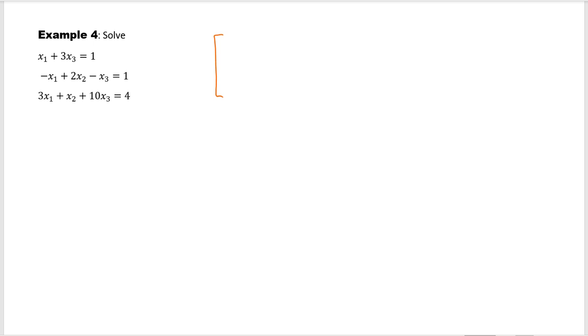Okay, so look at the first equation. We have 1x1, 0x2, 3x3 is 1; minus 1x1, 2x2, minus 1x3 is 1; 3x1, 1x2, 10x3 is 4. So this is the augmented coefficient matrix. Okay, first thing we want to make the 1,1 entry 1. Good, it's already 1. So we can use it to kill the entries below it.